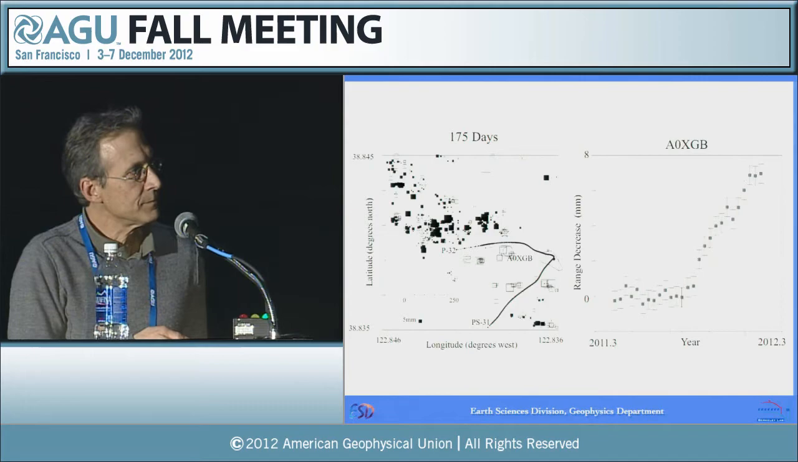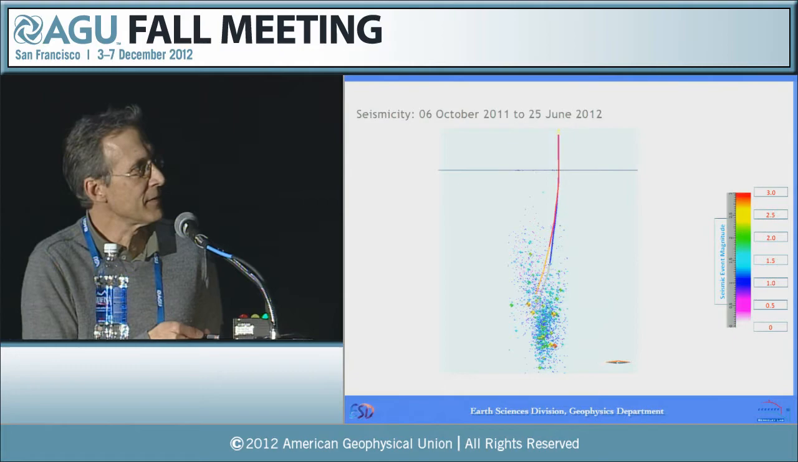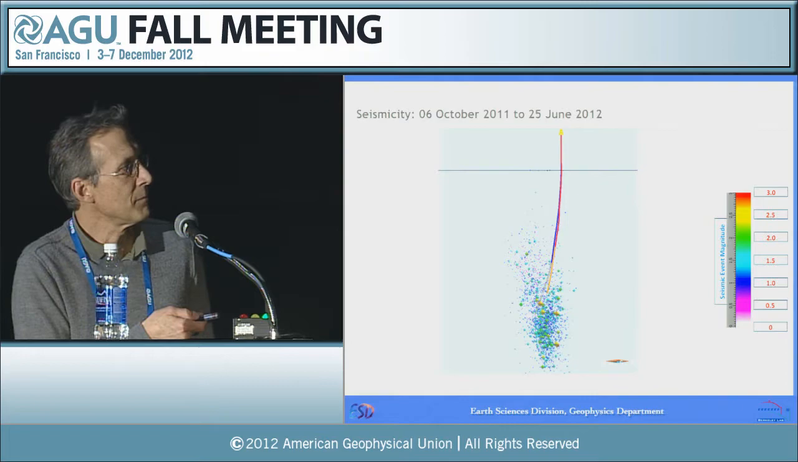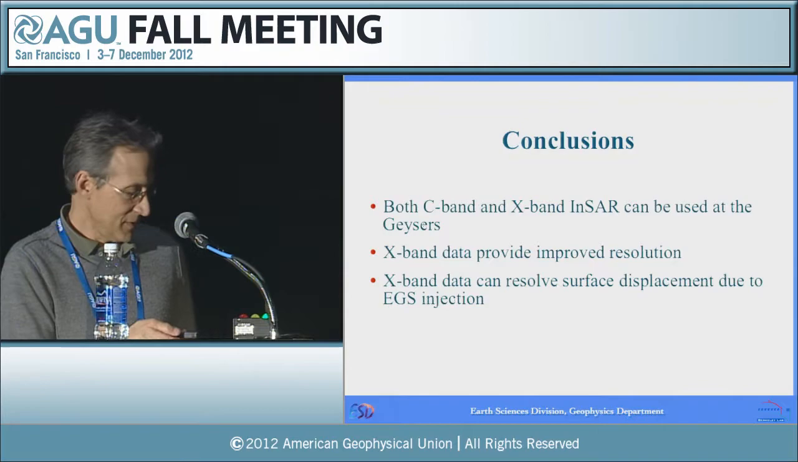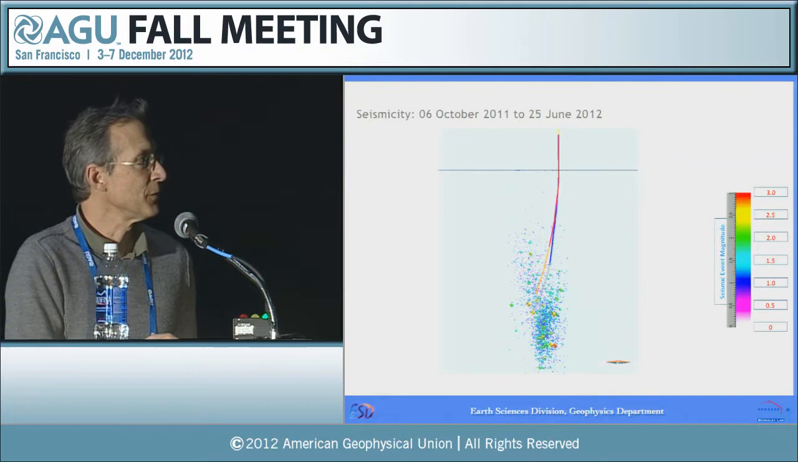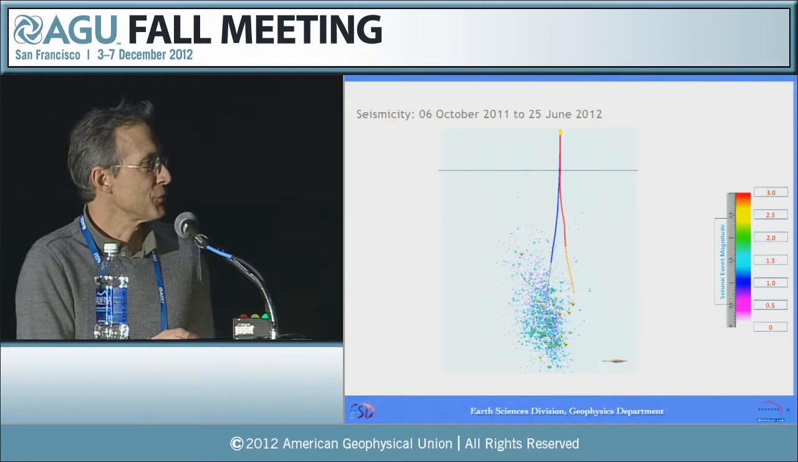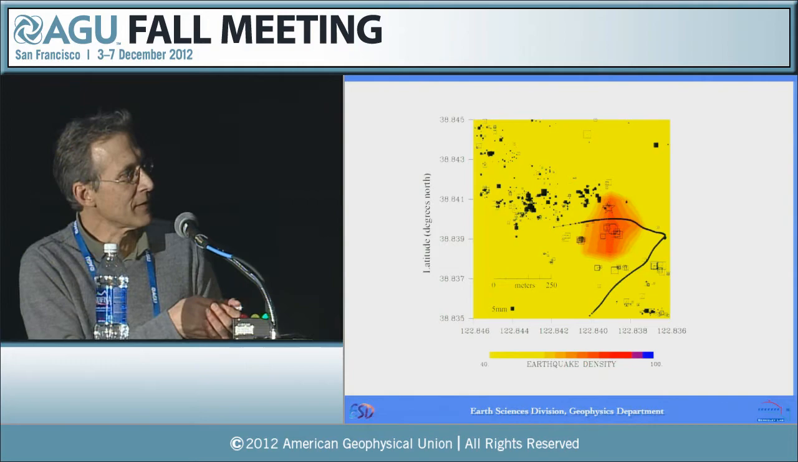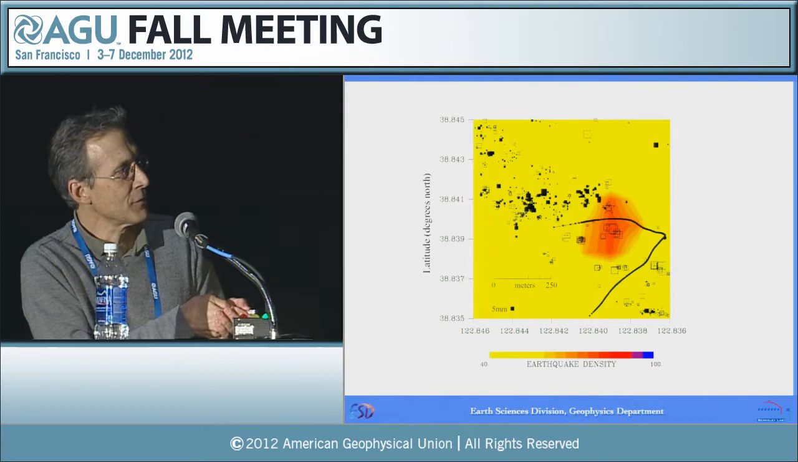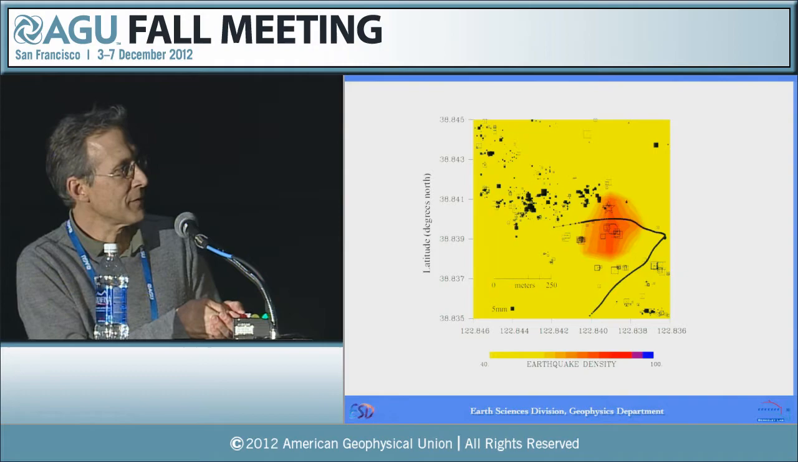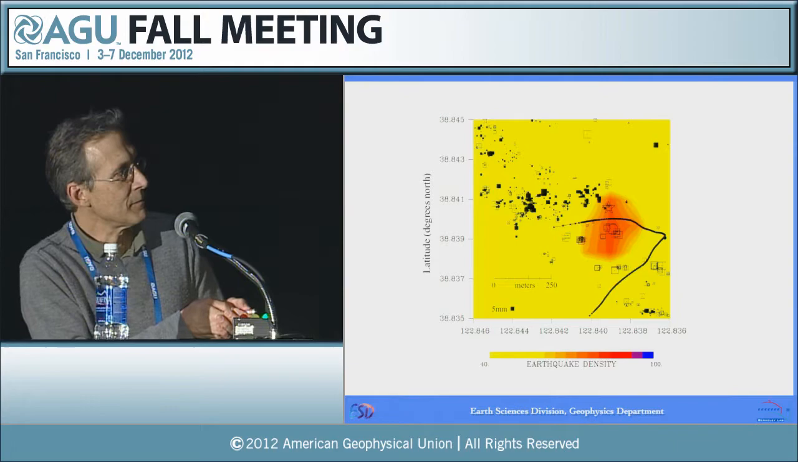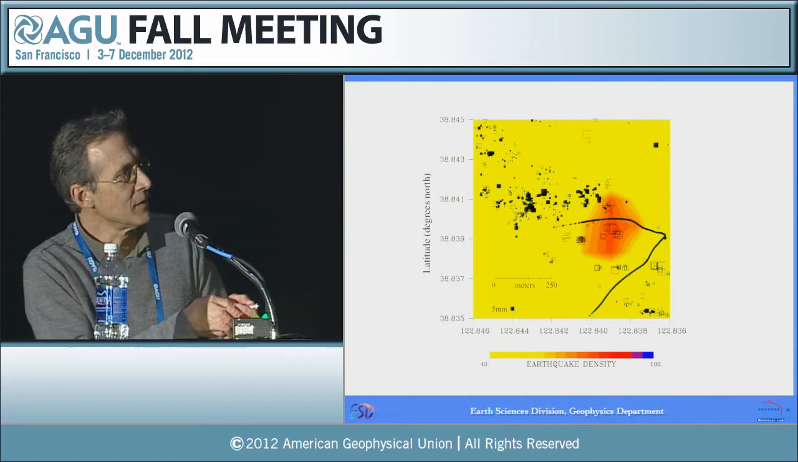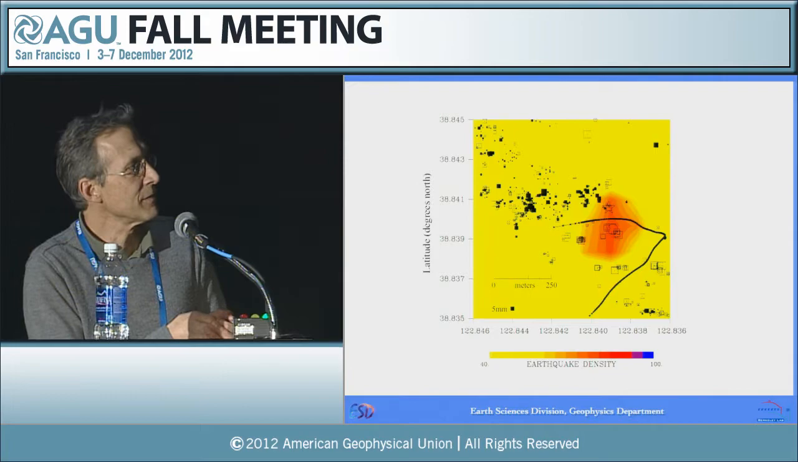There's also seismicity, which they monitored at the same time, essentially around the same period after the start of injection. So this is an earthquake density plot. The darker colors are higher density of earthquakes, per 100 meter by 100 meter square. So you can see the high density of earthquakes associated with the injection corresponds pretty well to where we get a significant range change.